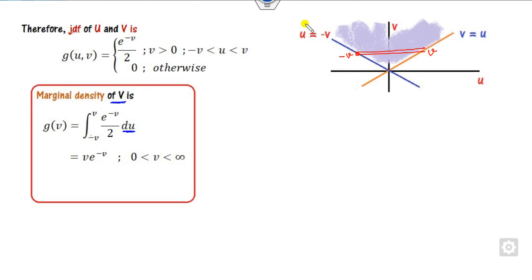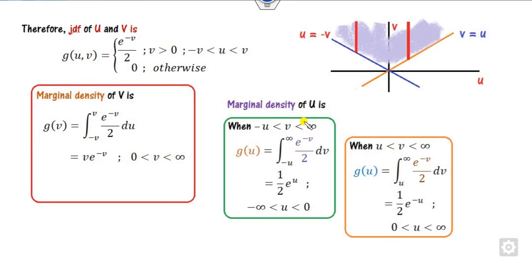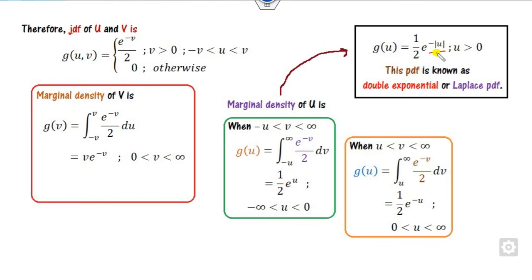But if you want to take the marginal density function of u on the horizontal axis, you have to take the limits from minus u to infinity and from plus u to infinity. Since both limits are different, we have to solve these two independently. If you look closely, these values are the same, the only difference is the negative sign, so you can write this with a modulus. And if you remember, this is nothing but the double exponential, also called the Laplace distribution function. So this is the way you can solve this transformation problem of two dimensions.